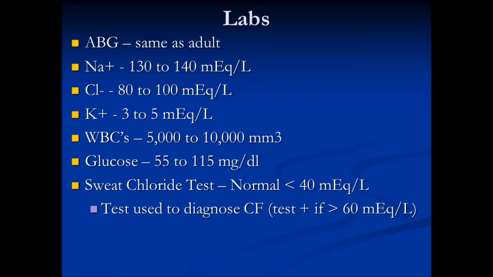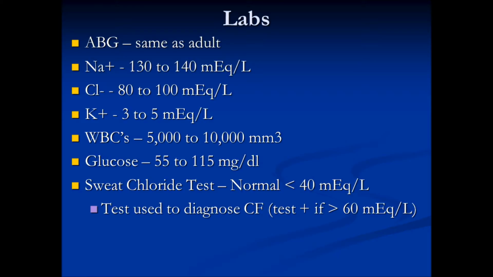Okay, in addition to assessing the patient, you also want to know what their lab results are. You see here a list of the normal lab values for pediatric patients. The one that is very important and is something new to you is the sweat chloride test. The sweat chloride test is used to determine if a patient is positive for cystic fibrosis. The normal values are less than 40 milliequivalents per liter.